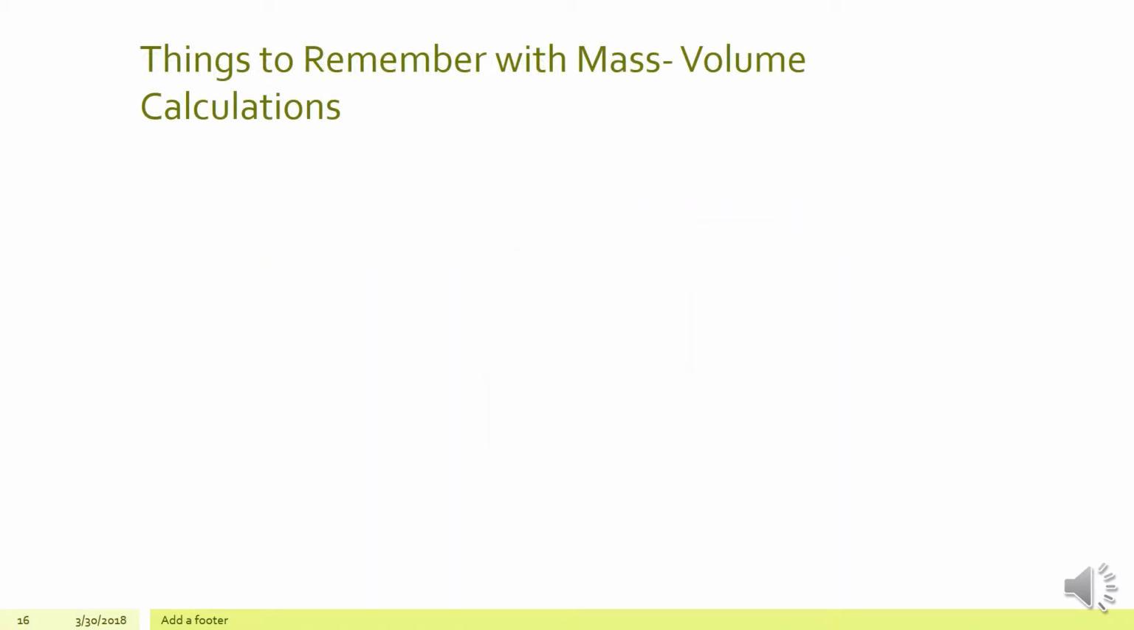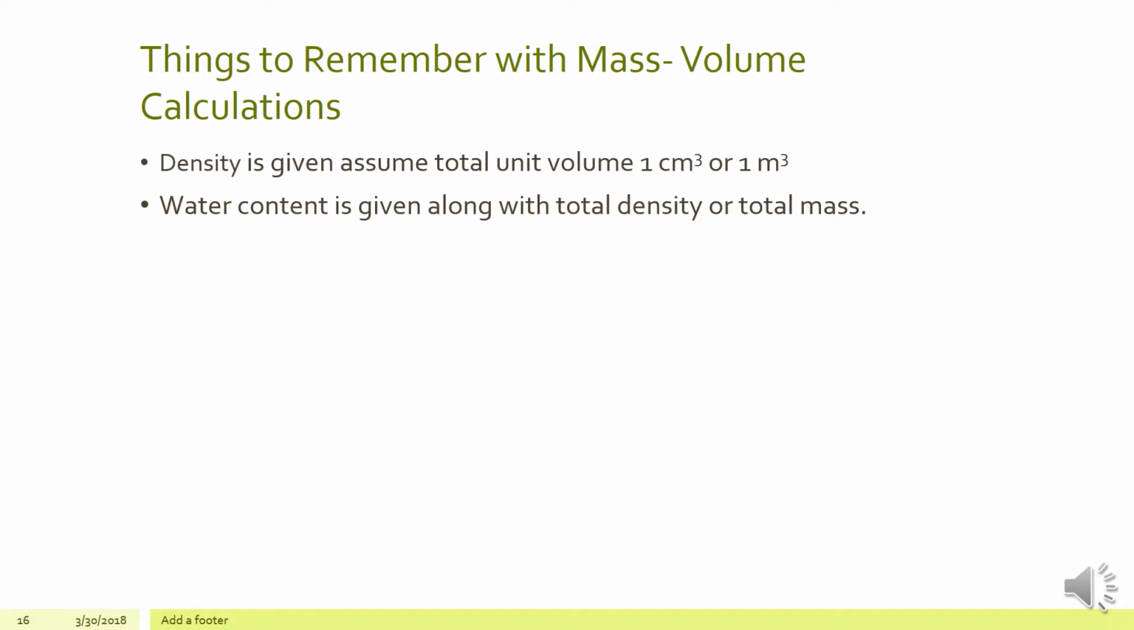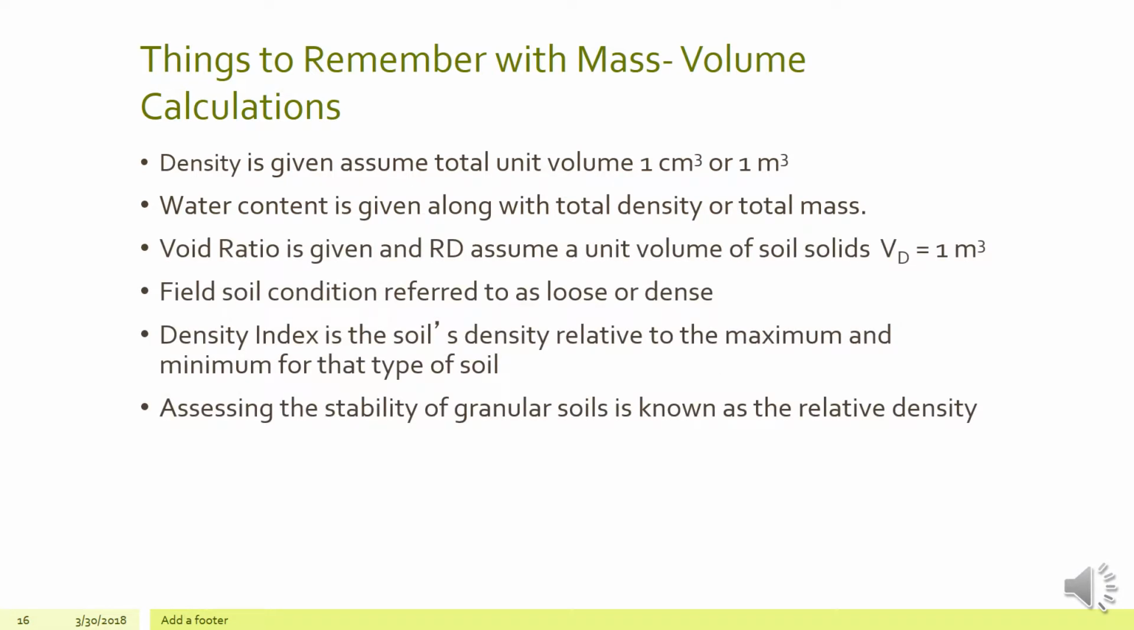Let's take a look at some things to remember with the mass volume calculations. The density is given or is assumed to be the total unit volume of 1 cubic centimeter or 1 cubic meter. Water content is given along with the total density or the total mass. The void ratio is given and the relative density is assumed a unit volume of the soil solids. That's going to equal 1 cubic meter. Field soil conditions are referred to as loose or dense. Density index is the soil's density relative to the maximum and minimum for that type of soil. Assessing the stability of the granular soils is known as the relative density.